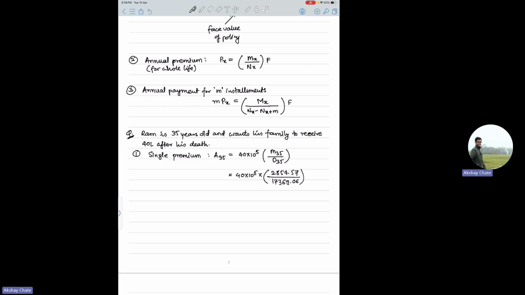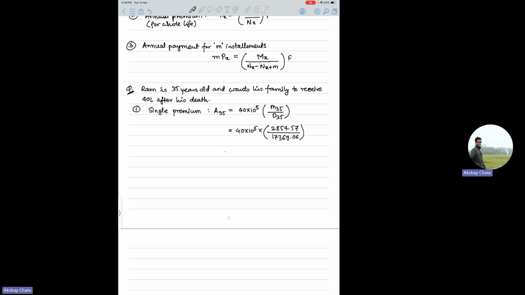54.57 divided by 17369.06. So it comes out to be 6,57,391, or let's say 392 rupees. Okay, I am not putting units, so let it be like this. So today he needs to pay the premium of 6,57,392 rupees in order for his family to receive 40 lakhs after his death.